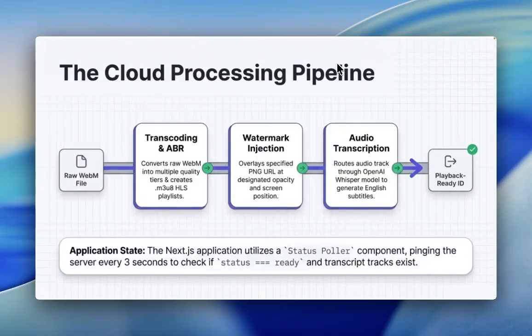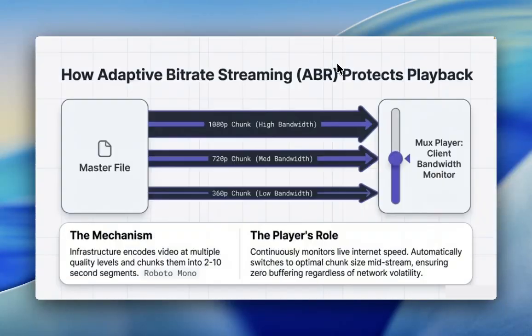Yeah. So what does the cloud processing pipeline look like? You have a raw WebM file, then it goes for transcoding, and the API converts the raw WebM into multiple quality tiers and creates an .m3u8 HLS playlist. Then the watermark injection overlays a specified PNG URL at a designated opacity and screen position. Then you go for audio transcription, which routes the audio track through the OpenAI Whisper model to generate English subtitles. Then you have a playback-ready ID. So the Next.js application utilizes a status poller component, pinging the server every 3 seconds to check if status is equal to ready and the transcript track exists.